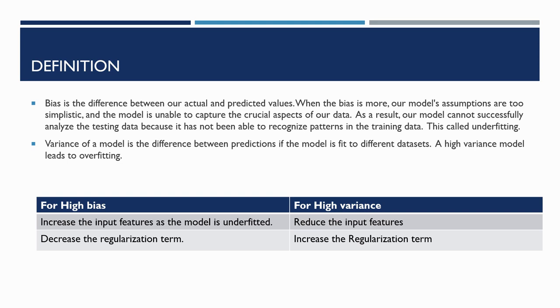Another approach is to use a larger dataset or to add more features to the dataset. This helps reduce bias by giving the model more information to work with. So we can see from the table, if we have high bias, we can increase the input features and decrease the regularization term. And if we have high variance, we can reduce the input features and increase the regularization term.